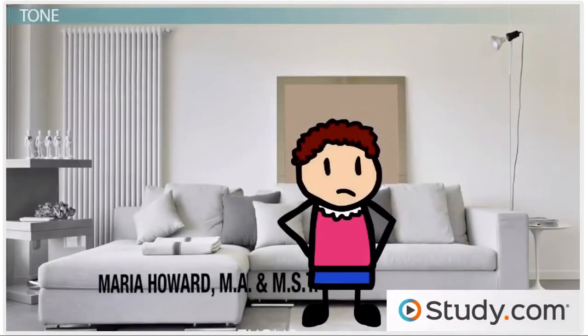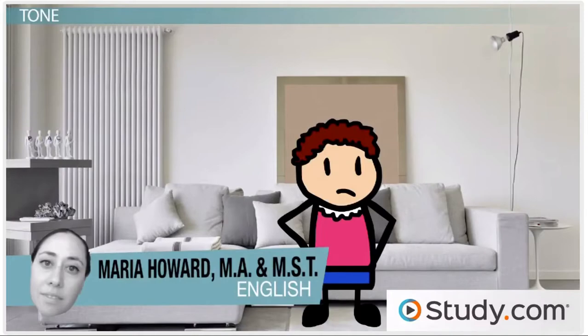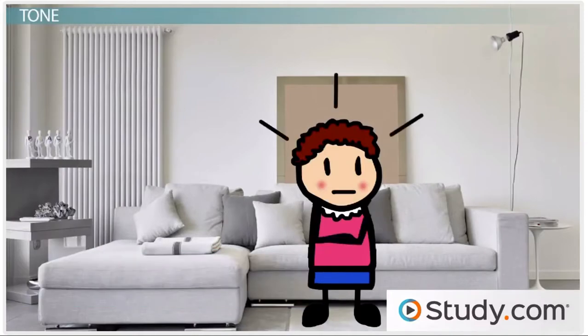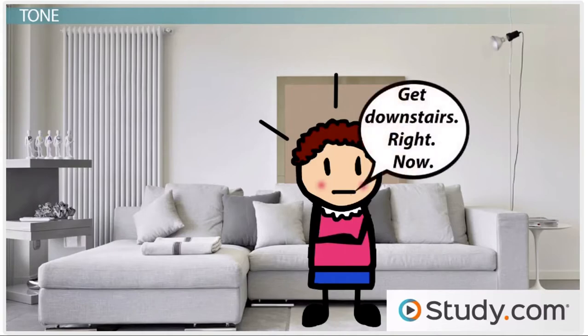I don't know about you, but I could easily write a descriptive scene of a mom growing more and more angry with her kid. I would describe the mom with her arms crossed and her mouth in a firm line. She'd tap her foot with impatience and yell to her kid, "Get downstairs, right now."